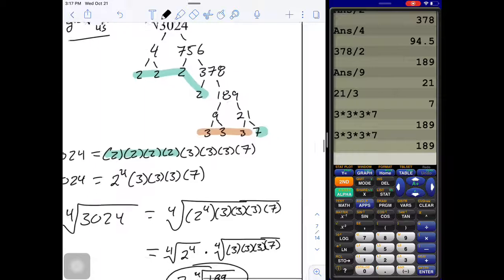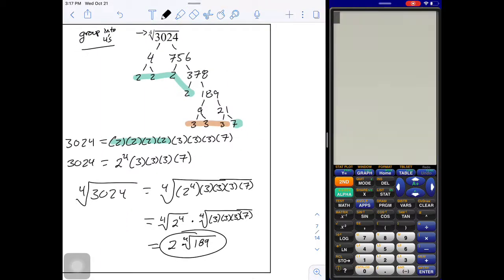Now let's check. Remember, we can always check in our calculator. So recall how to put a 4th root in. We're going to press 4, math, and then you're going to press 5, and it's going to make that number your index. 3024. So that gives me 7.4155.